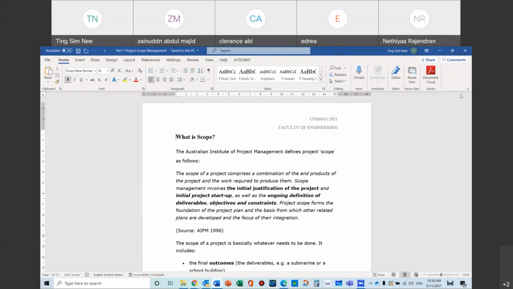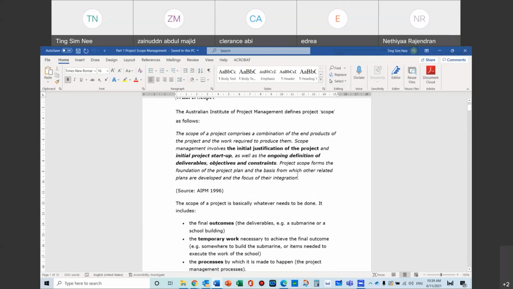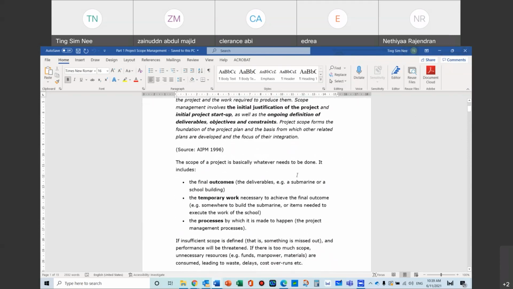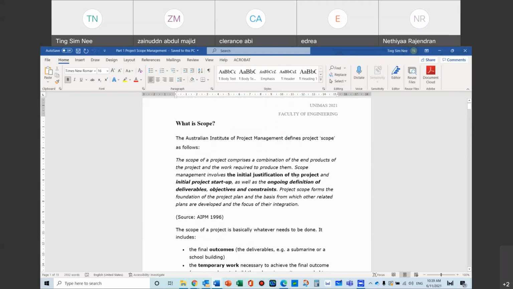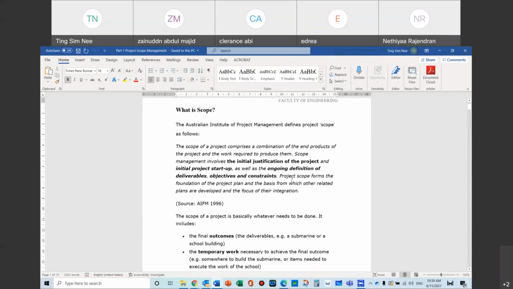I mean, she is doing well. She gave you an overview about what scope management is all about. But I'm going to be supplementing a little bit. Okay? So this part one of your notes will cover some details of what she has covered.